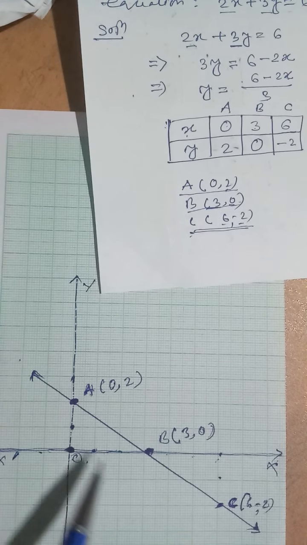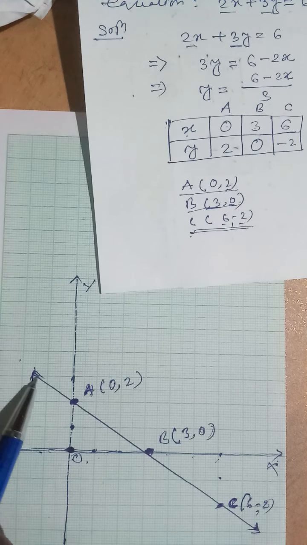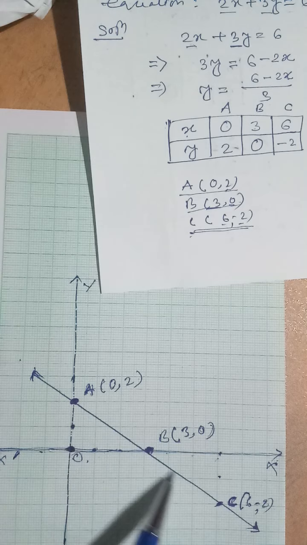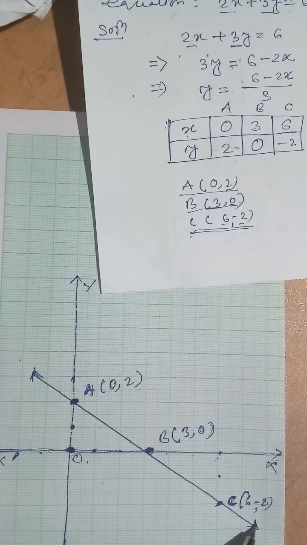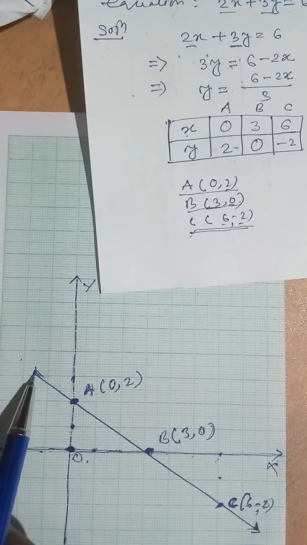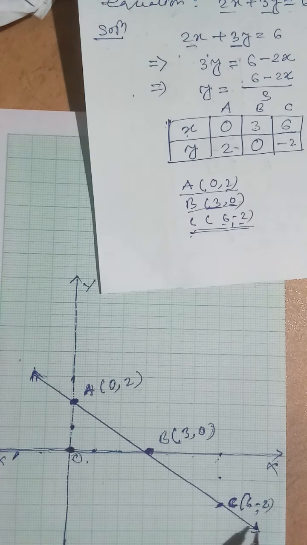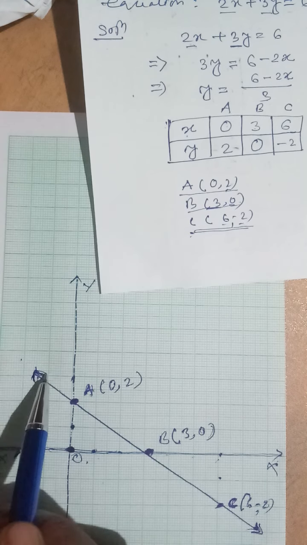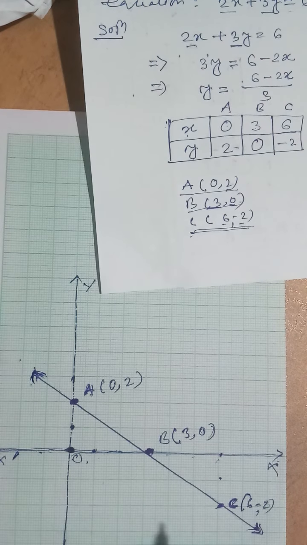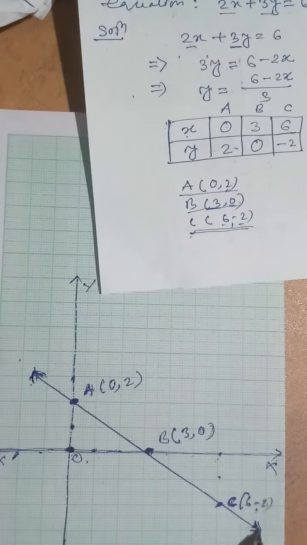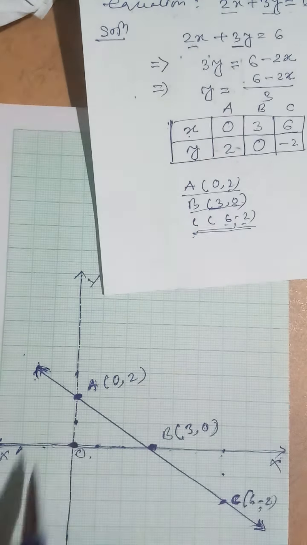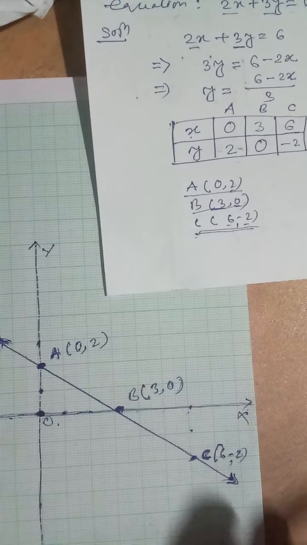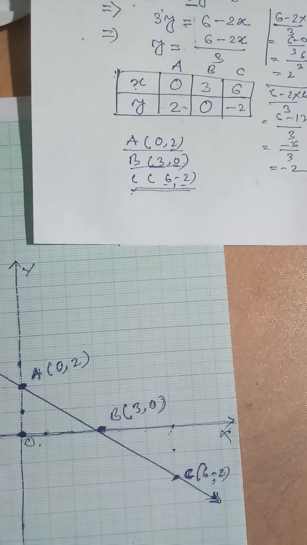Now we have to join these points using a ruler, and this is the required graph of the equation. Now we have to give arrow marks on both sides of this line, because it is a line, so arrow marks are to be given on both sides. Now what actually we have done here, we have to explain on the next page of the graph.